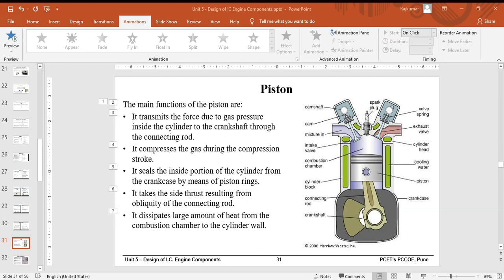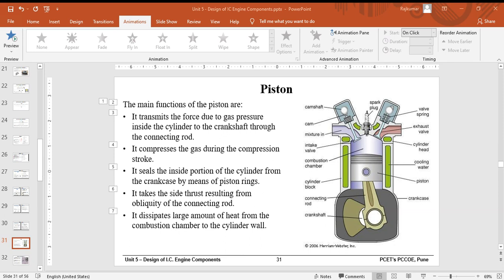Then, guidelines for ribs. When the thickness of the piston head is less than 6 mm, there should not be a need for ribs. But if the thickness is more than 6 mm, a suitable number of ribs is required, and it is generally taken between 4 to 6. This is a thumb rule: we take the ribs between 4 to 6 if the thickness of the piston head is more than 6 mm.